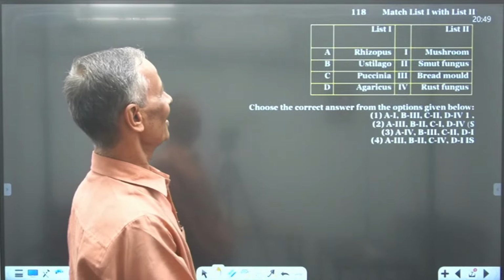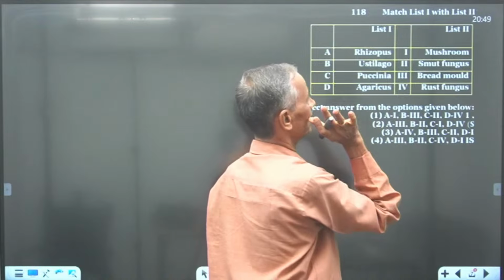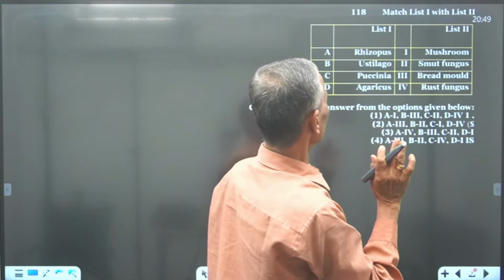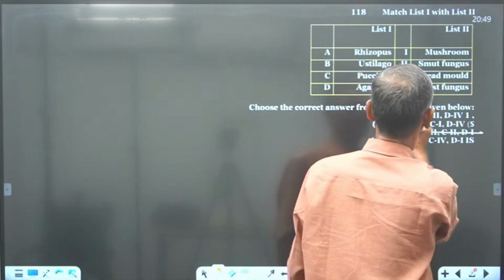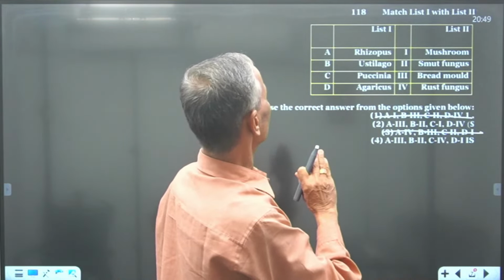This is for the most realistic population growth that is commonly seen in nature. Now the same technique is to be applied. We know that Rhizopus is bread mold. So it is 3. Immediately we eliminated 1 and 3.